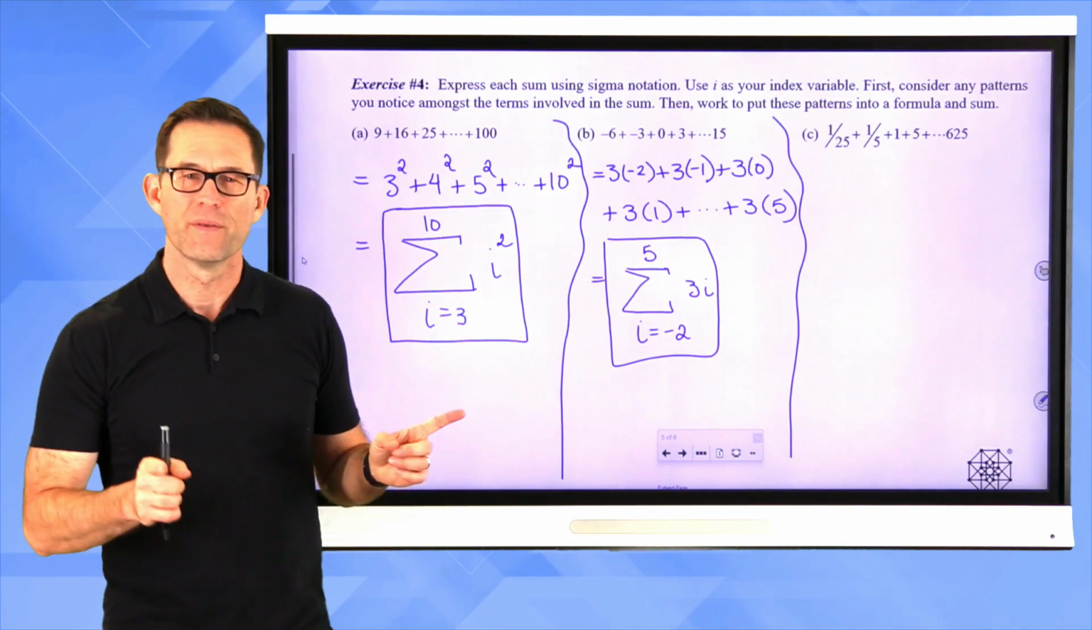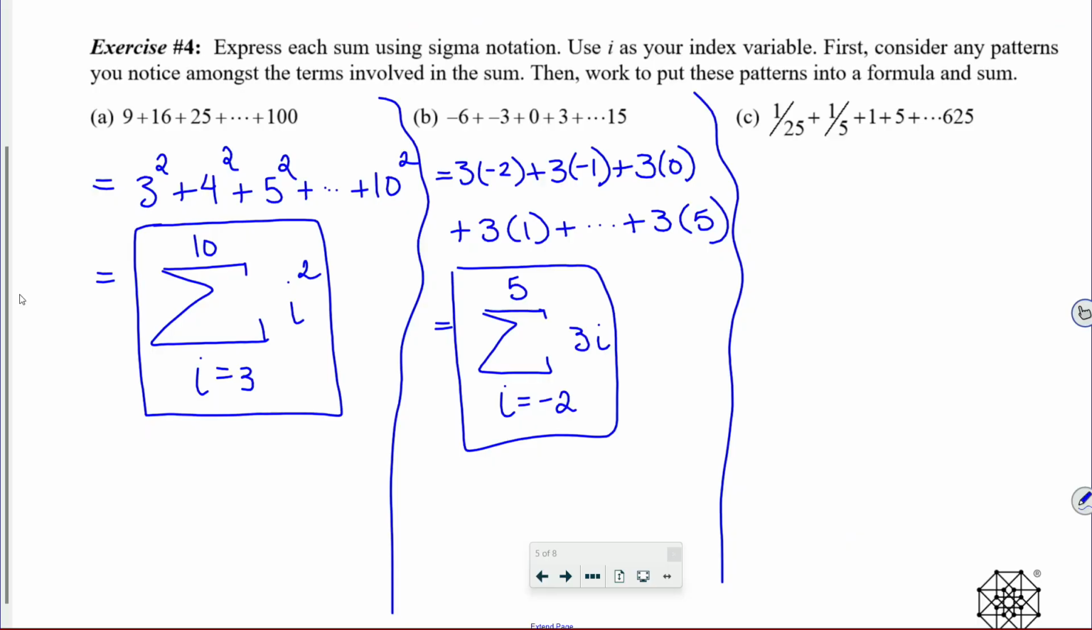All right, well, again, this one could be a little bit tricky, but 1/25 is the same as 1 over 5 squared. Of course, 1/5 is the same as 1 over 5 to the first. Now, 1 is the same as 5 to the 0. Obviously, 5 is the same as 5 to the first, etc. And 625, and you might have to think about this a little bit, is equal to 5 to the fourth.